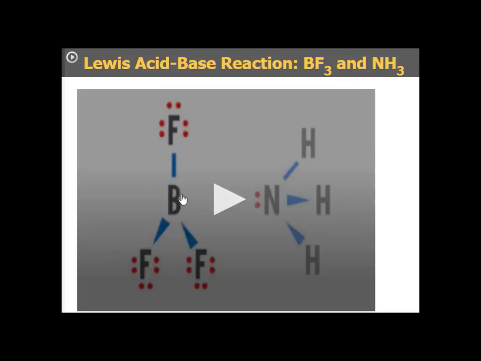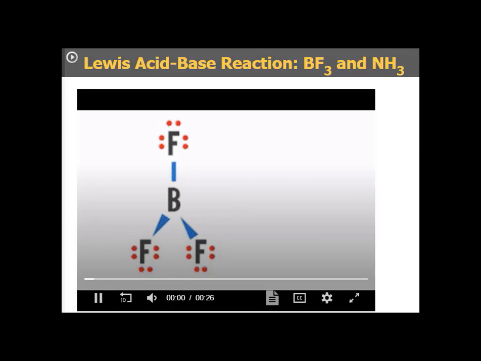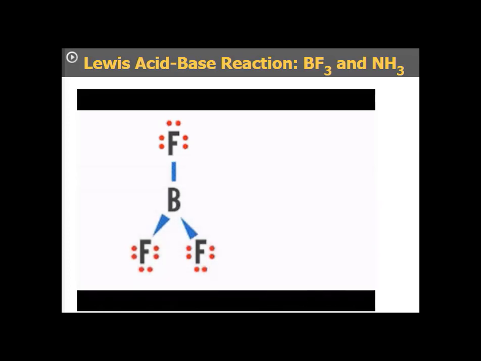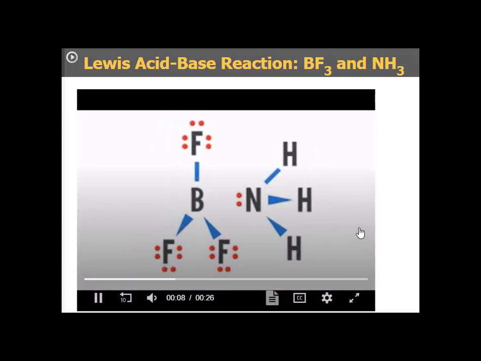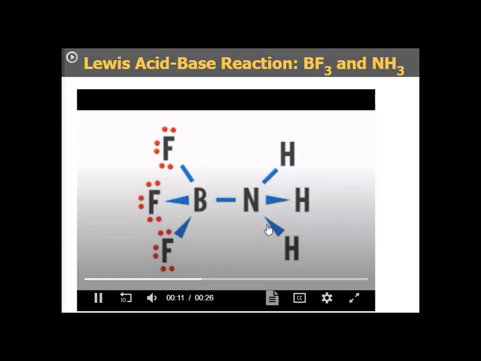I thought this was an interesting video in the text to show the reaction of BF3, boron trifluoride, and NH3. As you can see, we have boron trifluoride. Each of the fluorides has 8, following the octet rule. We know boron does not, but it can still form an octet, and here's an example of how it does. Boron trifluoride is a Lewis acid because it has a deficiency of electrons. Ammonia acts as a Lewis base by donating its lone pair of electrons into BF3's vacant valence orbital.